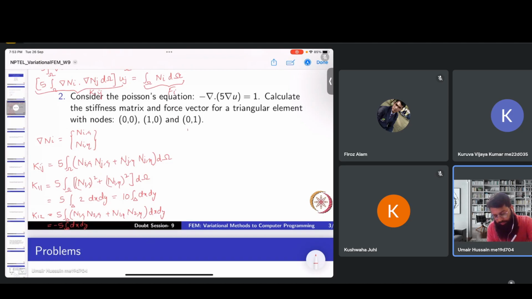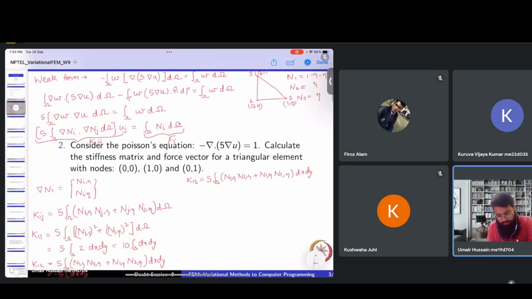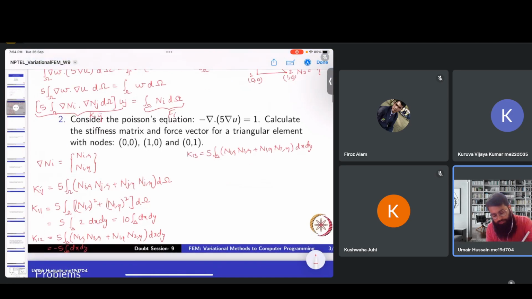Then we also do one more component, K13, that is the integral over the triangle of N1 comma xi N3 comma xi plus N1 comma eta N3 comma eta. N1 comma xi is minus 1 and N3 comma xi is 0, so this term is 0. And N1 comma eta is minus 1, N3 comma eta is plus 1. So again we have the same term, minus 1 times the integral.